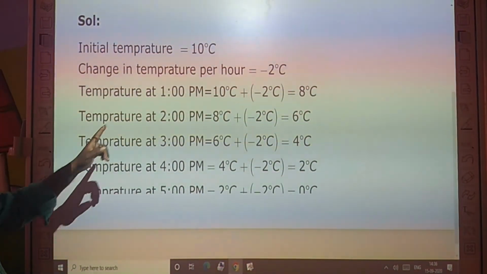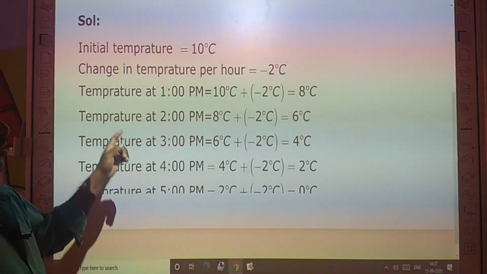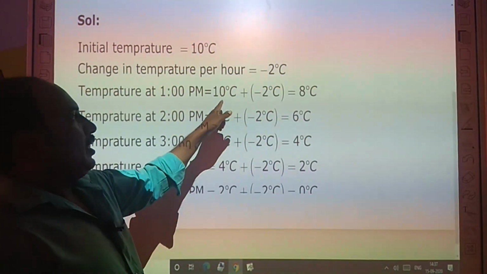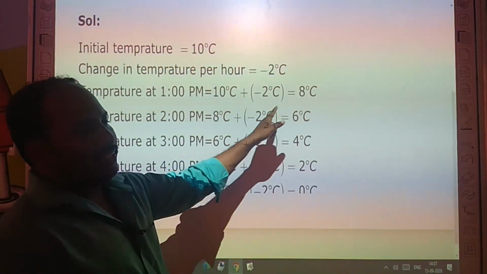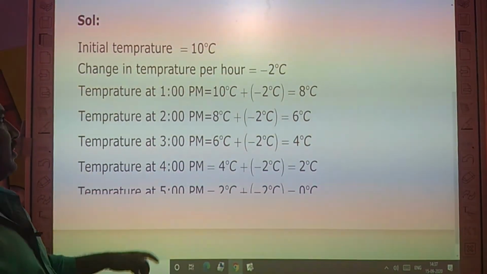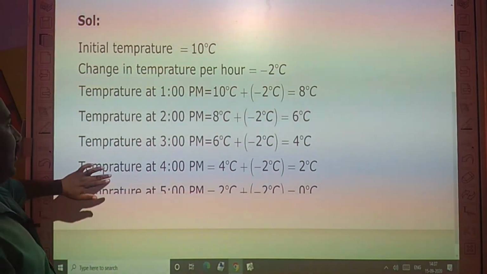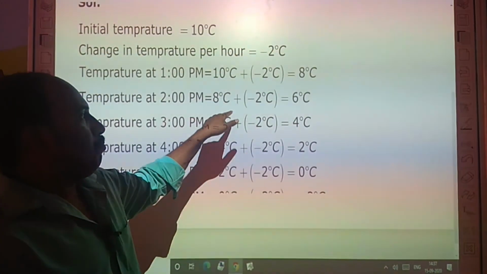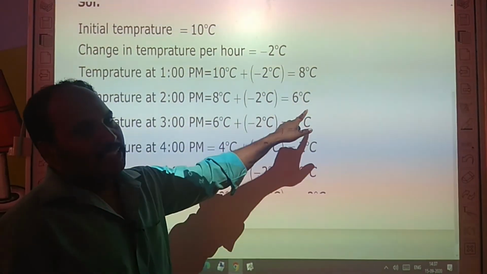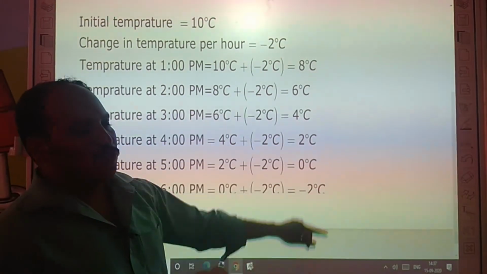The temperature at 1 p.m.: the given time is 12 o'clock, then after 1 hour, 10 degrees Celsius minus 2 degrees Celsius, 10 minus 2 is equal to 8 degrees Celsius. The temperature at 1 p.m. is 8 degrees Celsius. Then the temperature at 2 p.m. is 8 degrees plus minus 2 degrees, equal to 6 degrees. At 3 o'clock, 6 minus 2 is 4.